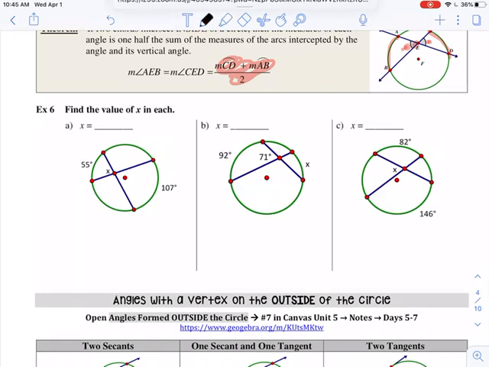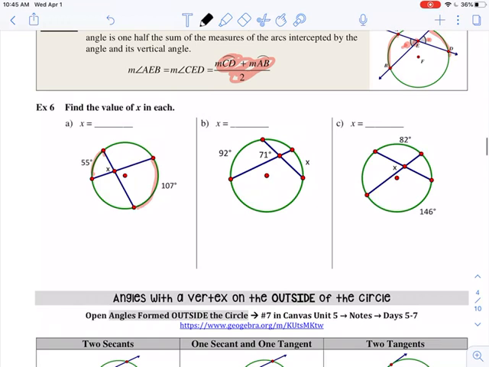The first one here, we have a 55-degree arc and a 107-degree arc. So what we have to do is go 55 plus 107, and then divide that by 2. All right, so when we add those together, we get 162 divided by 2, and that comes out to 81. So these angles here, the x and the other angle, are both 81 degrees.